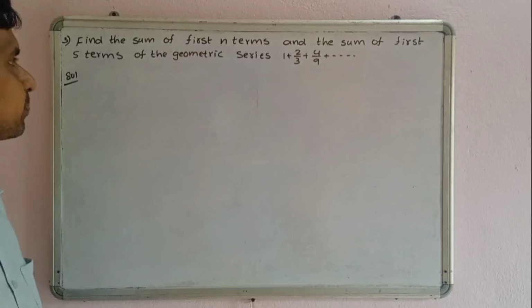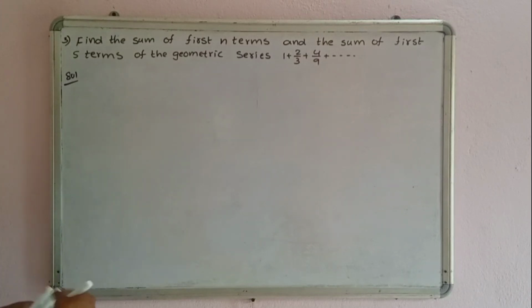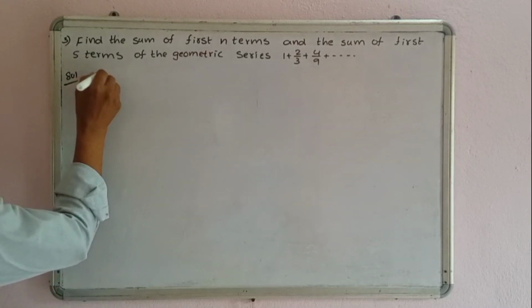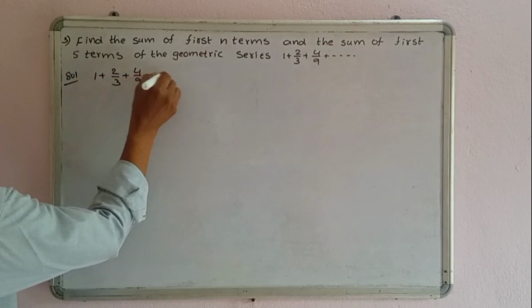See the problem number 3. Find the sum of first n terms and the sum of first 5 terms of the geometric series 1 plus 2 by 3 plus 4 by 9 plus so on. Okay, first it's a series. Given series: what is the series? 1 plus 2 by 3 plus 4 by 9 plus so on.